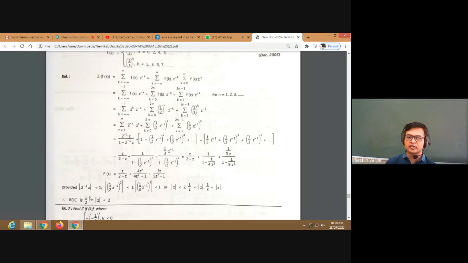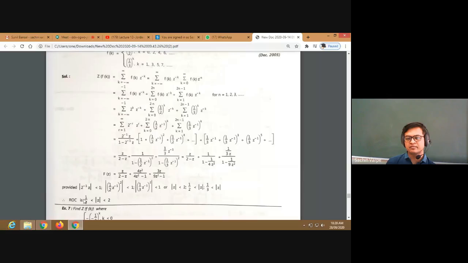So it is included. If it is 1 by 2, then 1 by 3 will be included because 1 by 3 is less than 1 by 2, 0.33. So that is already included here. If I consider 1 by 3 here, then 1 by 2 will not be included in that. So that is why, to merge all these ROCs, we have to take 1 by 2 less than mod z less than 2. That is the thing.